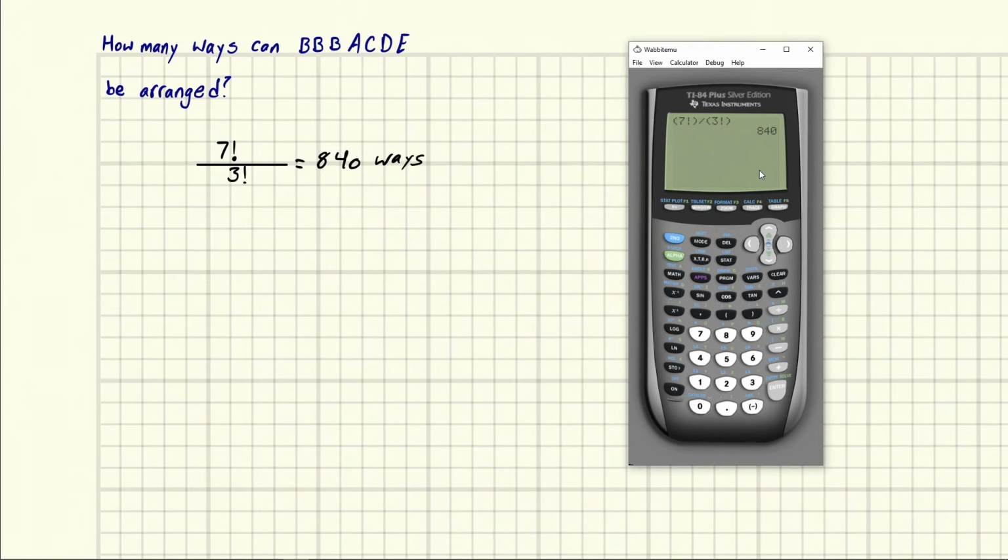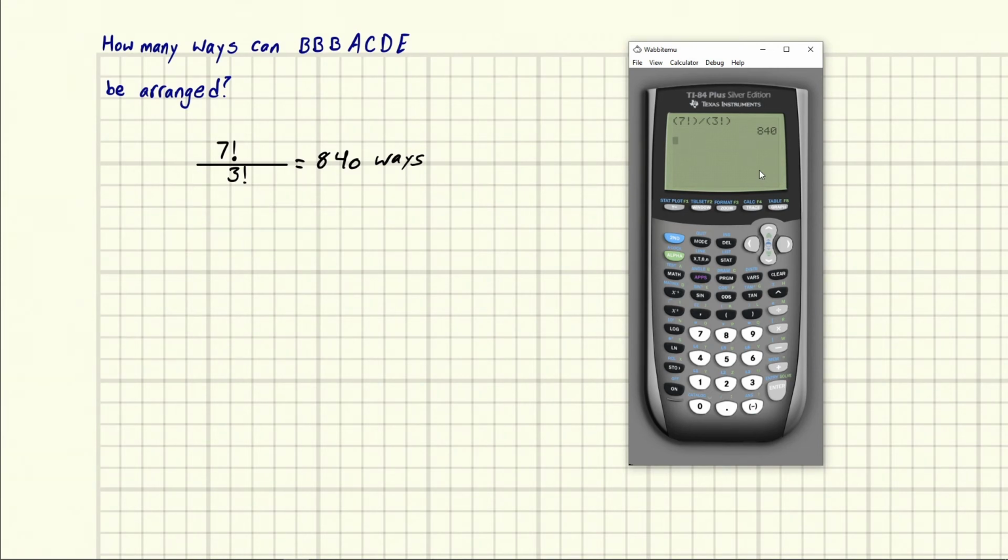Now you could alternatively also do 7 times 6 times 5 times 4 times 3 times 2 times 1 over 3 times 2 times 1. Simplify out the things that are the same and just multiply these. I know that some professors, that's how they evaluate these things. So there's one other thing I want to point out here.